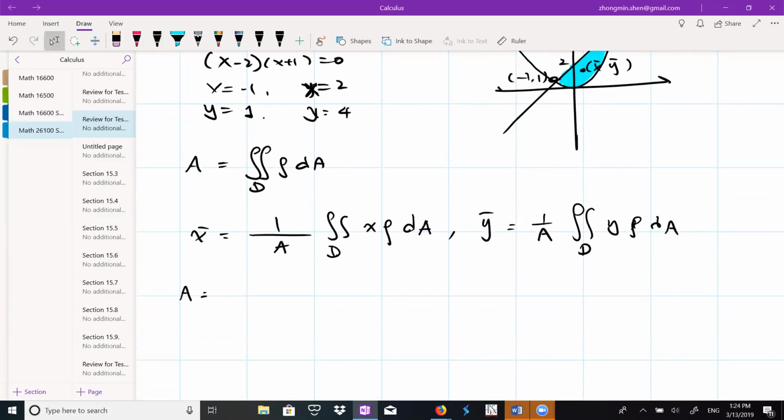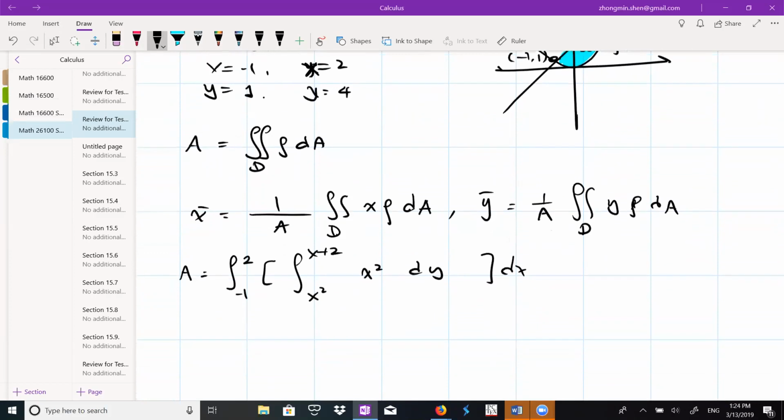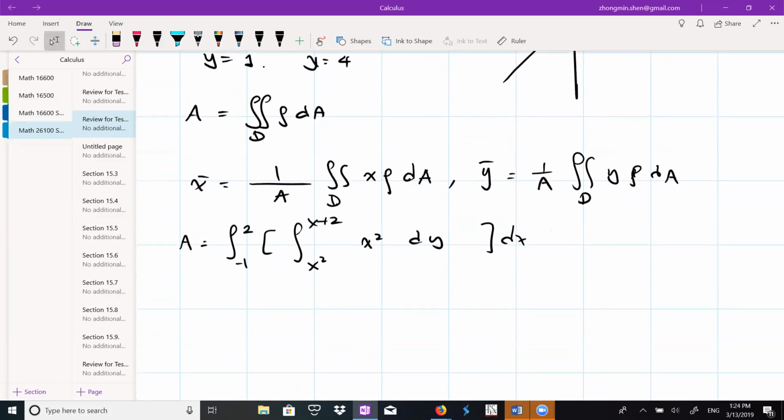Rho is x squared. So let's use a vertical line to evaluate the double integral. From -1 to 2, so dx is on the outside, and y depends on two functions. The lower bound is x squared, the upper bound is x plus 2, dy. So the density function is independent of y, so you just need to take a difference. So x plus 2 minus x squared, dx. Okay.